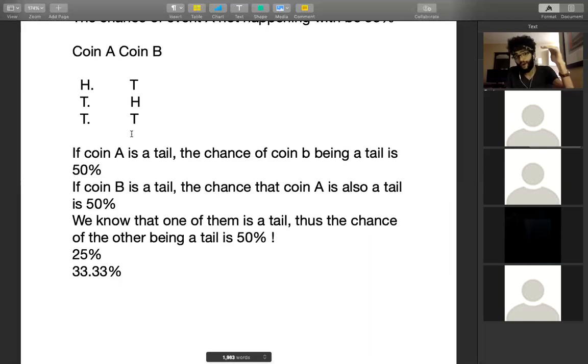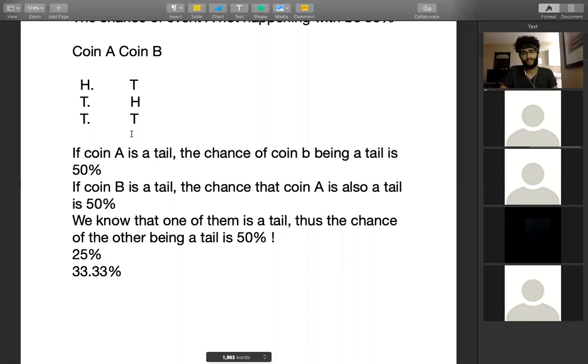So we cannot do 1 by 4 because the 1 by 4 assumes that there are 4 possibilities. Well, there were 4 possibilities initially, but because we have some information that one of the coins is a tail, it eliminates one of those 4, leaving us with 3 possibilities only. So out of those 3 possibilities, there's only one way where both of them can be tails. So it's 1 by 3.